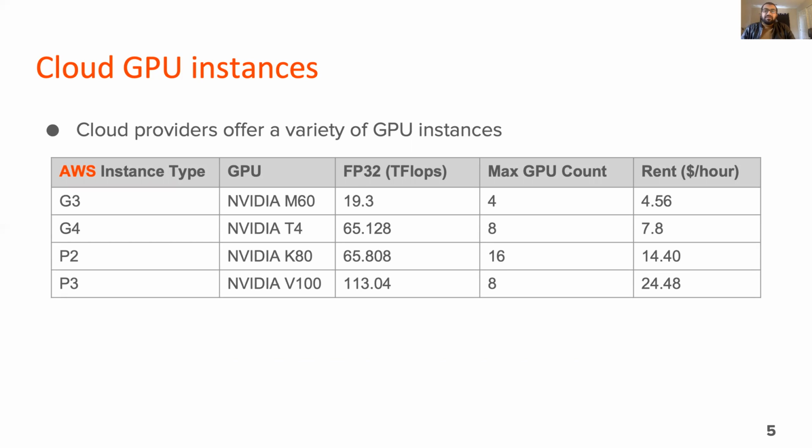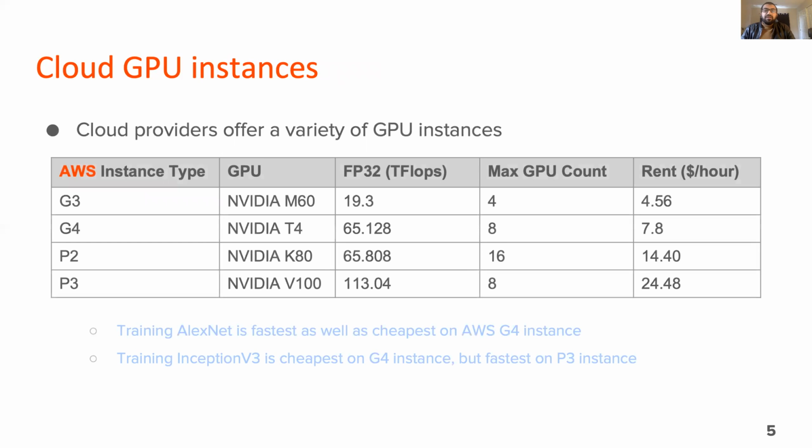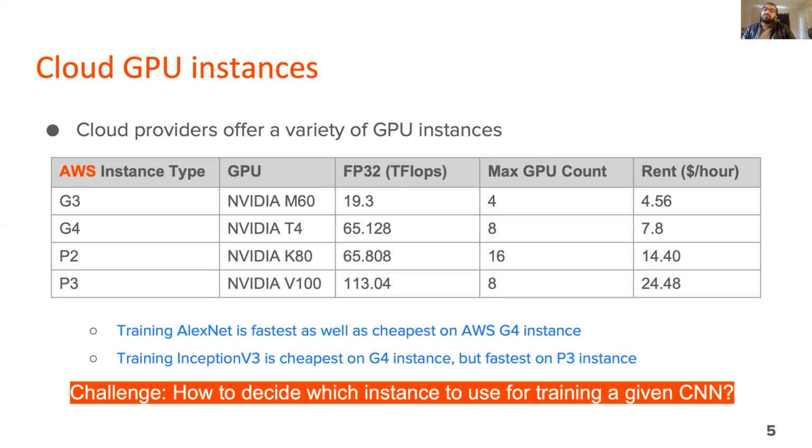Typically, an expensive instance has larger TFLOPS, but that does not translate directly to faster training, or using a cheaper GPU may not directly translate into cost savings. For example, in our experiments, we found that training AlexNet is cheapest as well as fastest on G4 instances, even though G4 is not the most expensive instance available. However, for Inception V3, training is fastest when using P3 instances, but cheapest when using G4 instances. Hence, deciding which GPU instance to use for a given model is not straightforward.